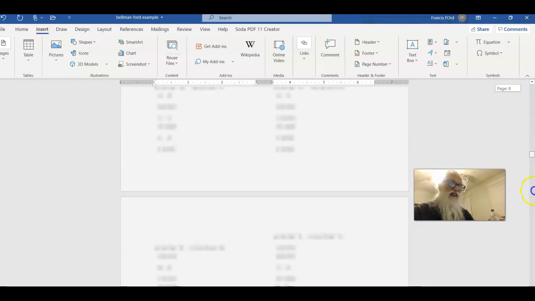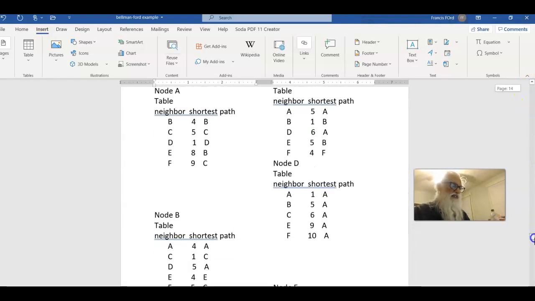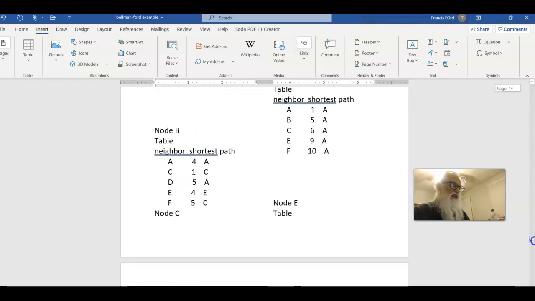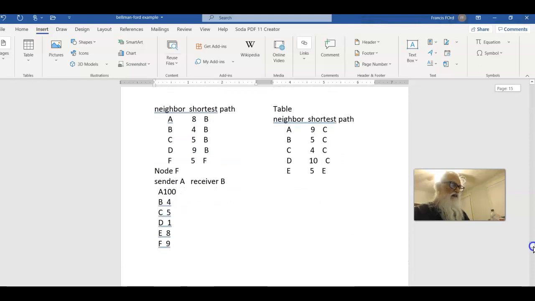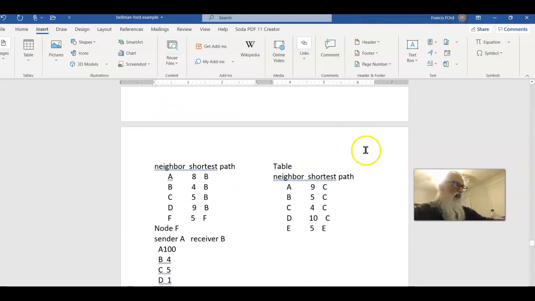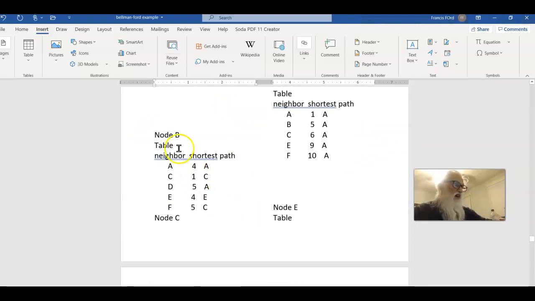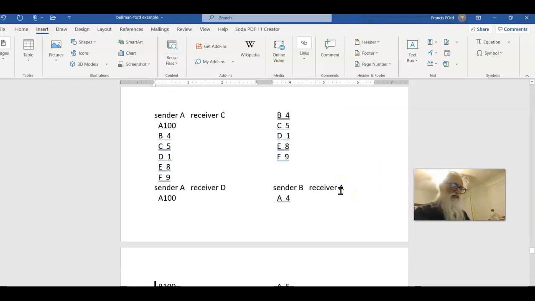So let's see if that's what it did. It said that if I want to go from B to F, I should go through C. So this just keeps going like that. I went 5 rounds because 5 rounds covers every single node. I got to have steadiness by then.